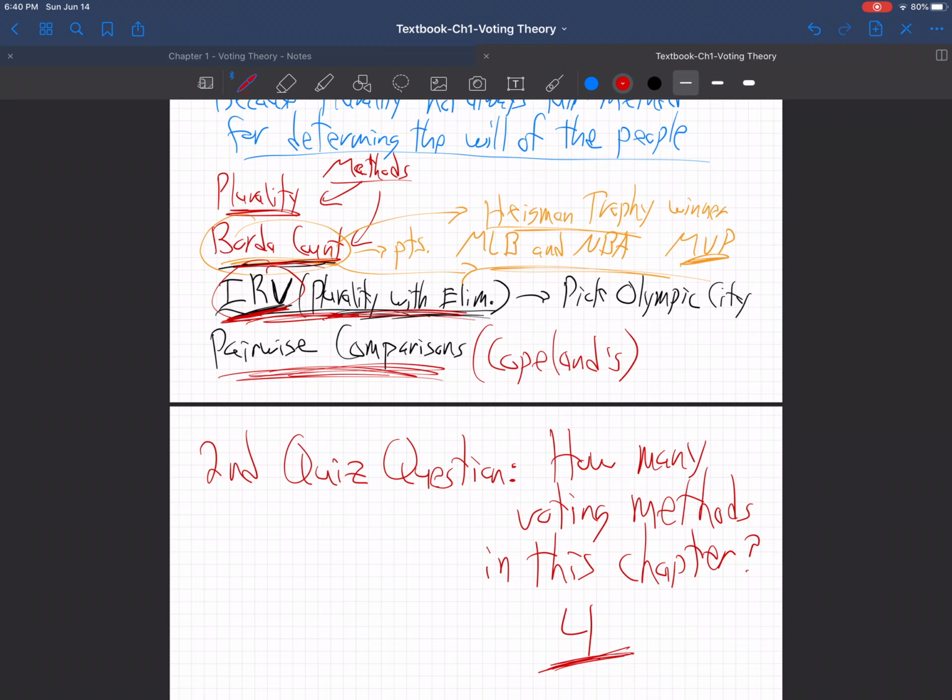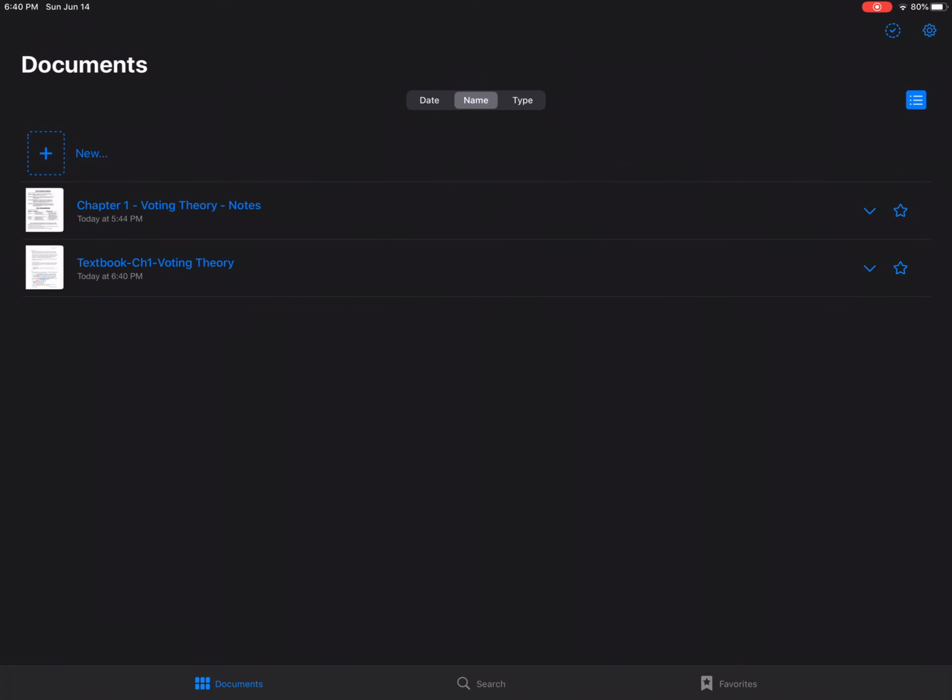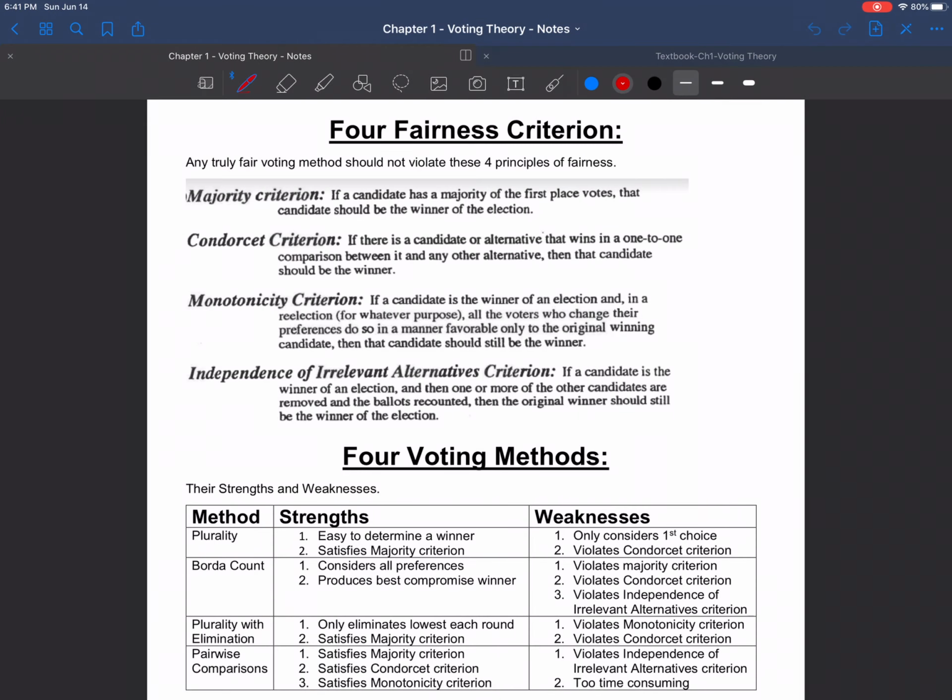So you're going to learn how to determine elections with 4 different voting methods. And not only that, you're going to learn about what's fair and what's not fair. Let me show you about that real quick. This is an important handout that is provided for you online. Make sure you grab this. This is the Chapter 1 Voting Theory. You'll see it right in the module.